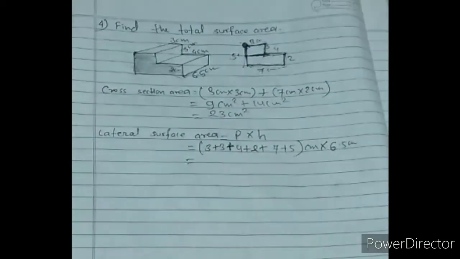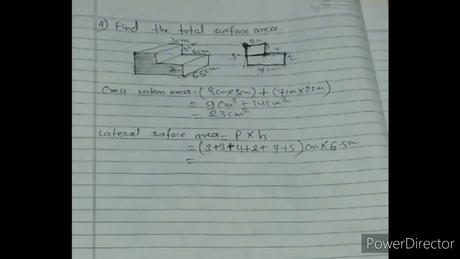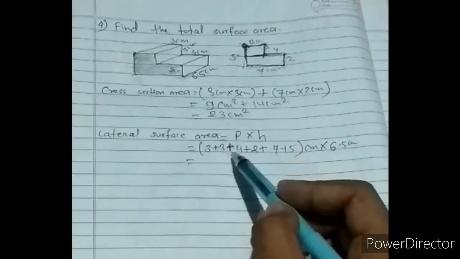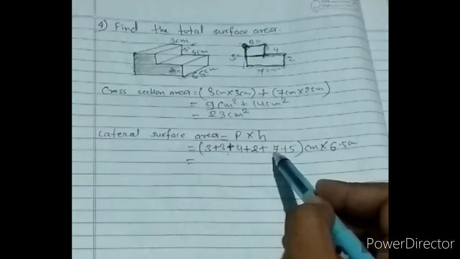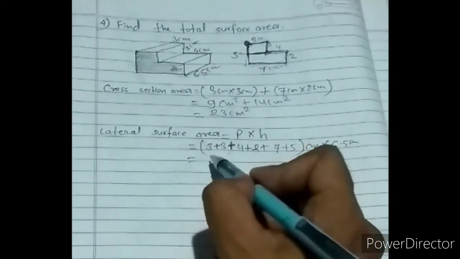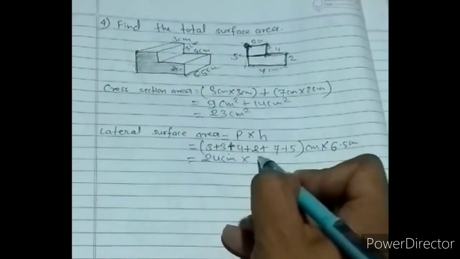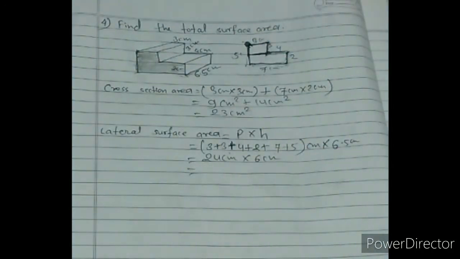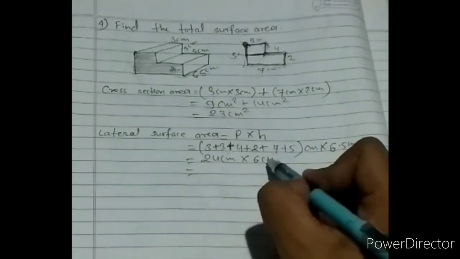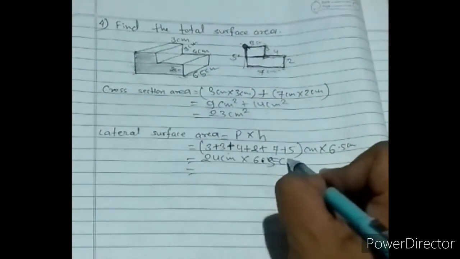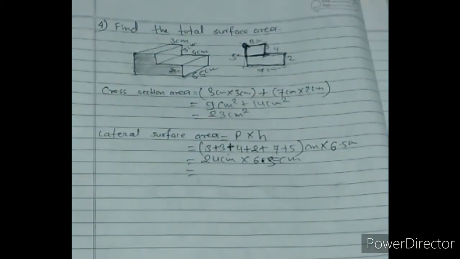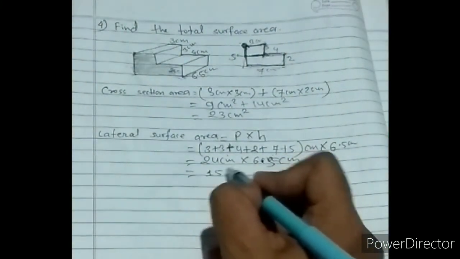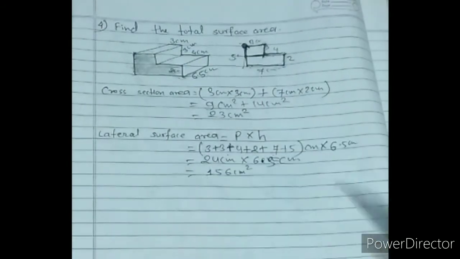Now let's add these all. How much do we get? 24 centimeter into 6.5 centimeter. Now multiply this. 24 into 6.5 is 156. This is the lateral surface area.